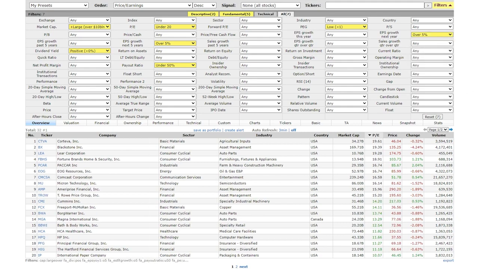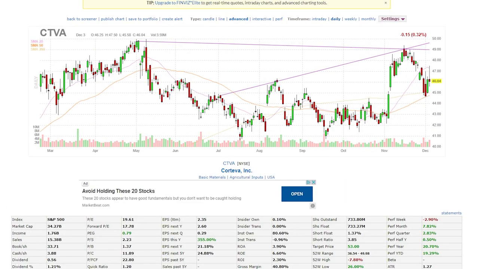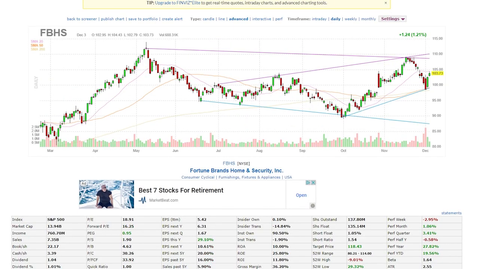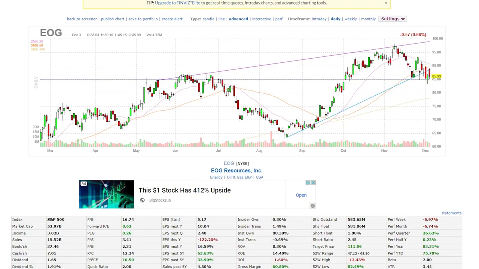It's going to give you a nice list. A lot of these charts will look different. Some will be going up, some will be going down. It's just important to realize that with these settings, we're looking for undervalued stocks that have growth and pay dividends.